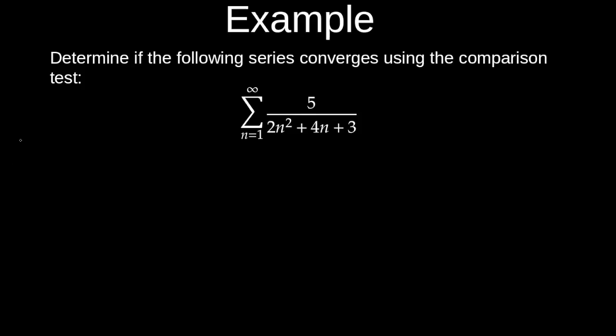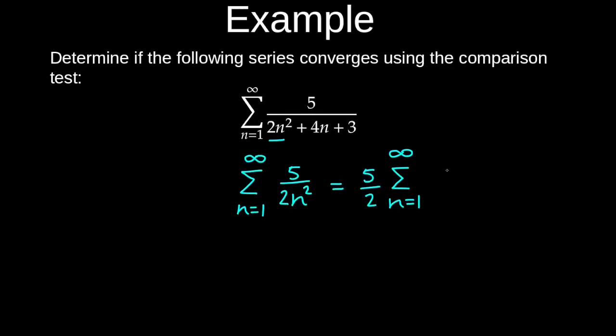Determine if the following series converges using the comparison test. So as n becomes very large, this term will dominate, and we can compare this series with a series that we already know. So that's going to be the harmonic P series, and we can take the constants outside the series, so this can be written as follows. And this here is a harmonic P series with the exponent P greater than 1. So we know that this series converges.